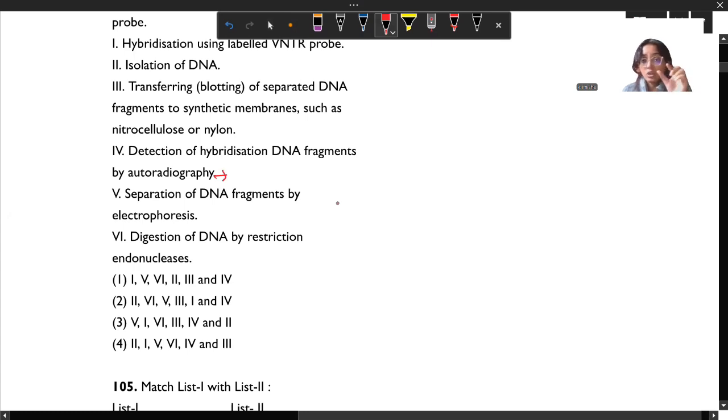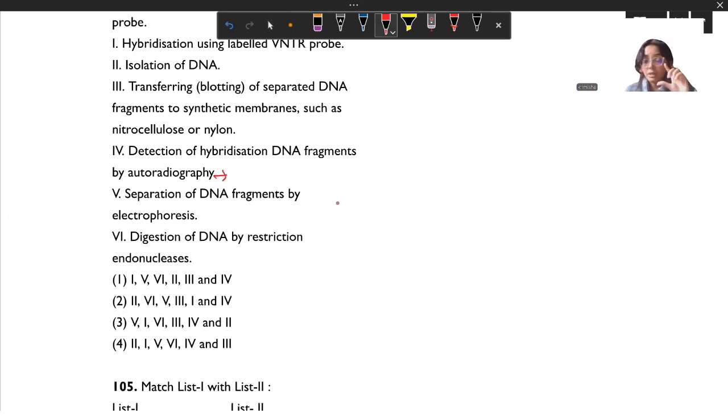Nothing. A radio labeled particle is attached to the DNA fragment which is to be detected, and then they see it under UV light, and that radio labeled particle which is attached to the DNA to be detected shines. That's how you identify that this is the DNA to be detected. Okay. So separation of DNA fragments by electrophoresis, digestion of DNA by restriction endonucleases.